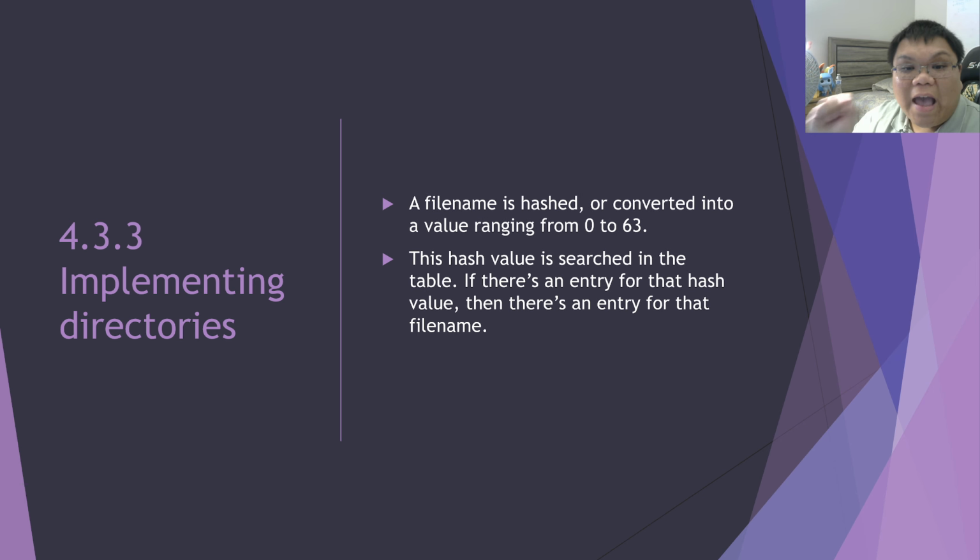You use this hash value to search the table for that file's entry. Let's say we have a file whose hash value is 31. So you search for the 31st entry in the table, which is technically the 32nd because we start counting at 0. What's the 31st entry? We search the hash value in the table. If we find an entry for that hash value, then that means there is an entry for that file name. That means we found the file on the disk.